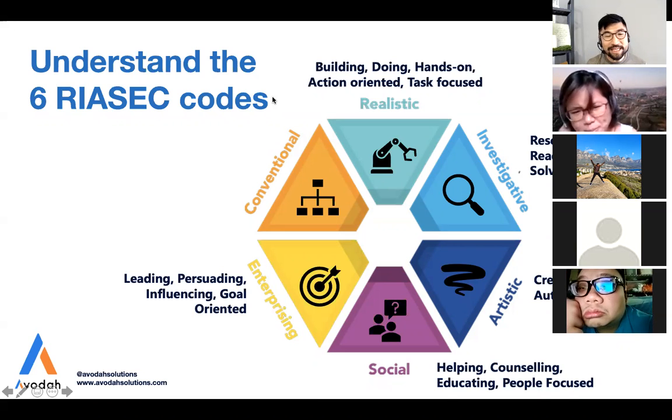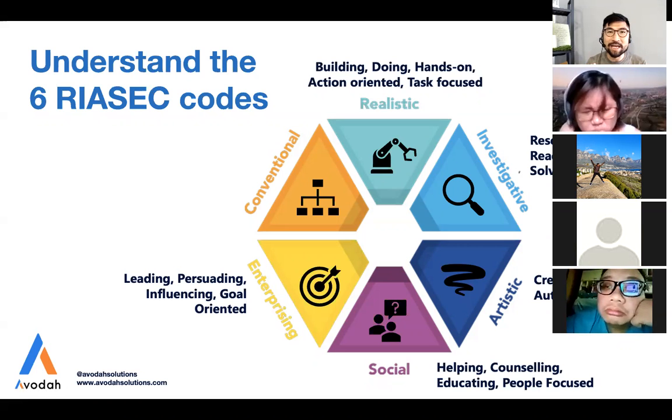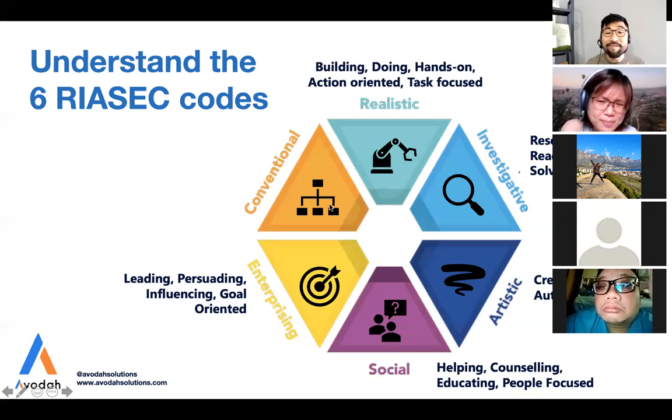And then the next one is enterprising. The dimension is really about leading people. That's why you see a bullseye. You are giving people a target, a direction to move towards. So you're persuading them, influencing them, and you are very goal-oriented. So that's what enterprising means. And the last but not least, we have conventional. You can see this hierarchy process thing, right? So you could have guessed it.